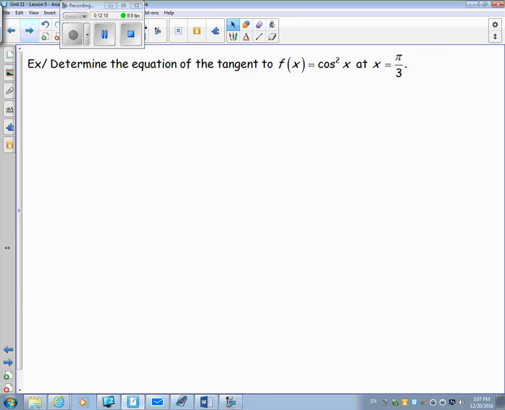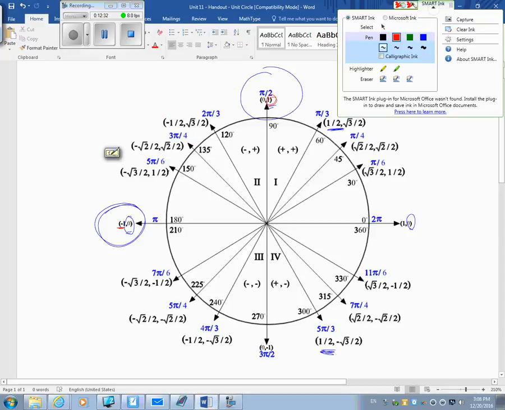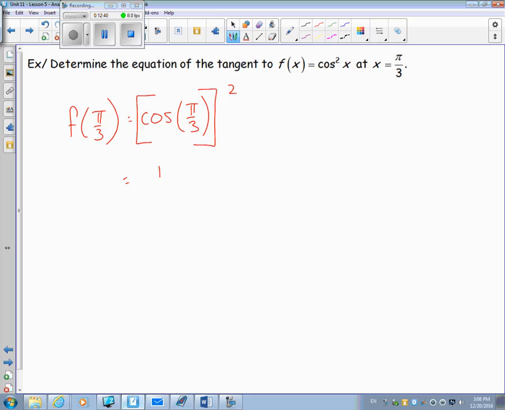Okay, you guys give one a try. Same idea. You find me this tangent. Start off with the same stuff. Let's find our point. So cos of pi over 3, squared. So think of it as being squared. Cos of pi over 3. Let's clear the unit circle here. So pi over 3, and I want cos. That's a half. So I'm going to have 1/2 squared, which is 1/4.